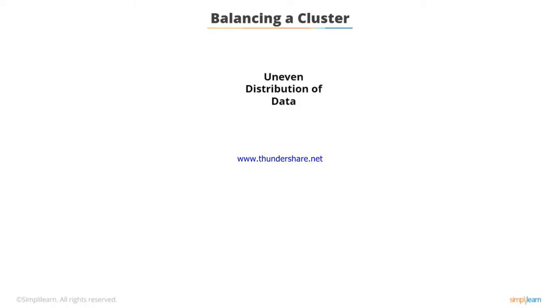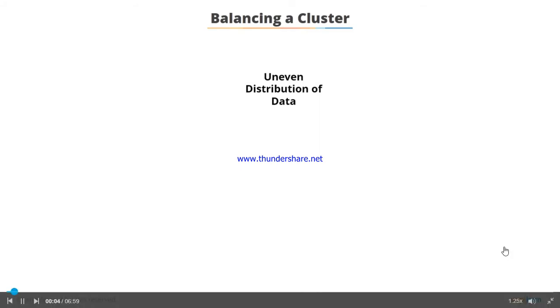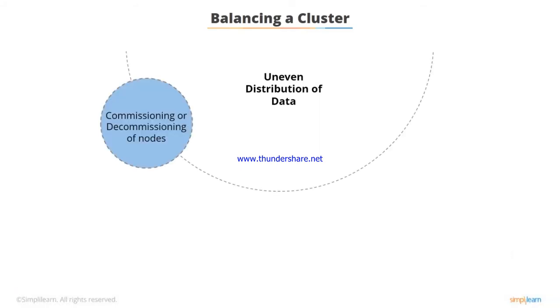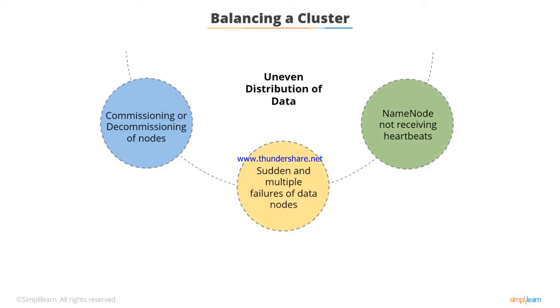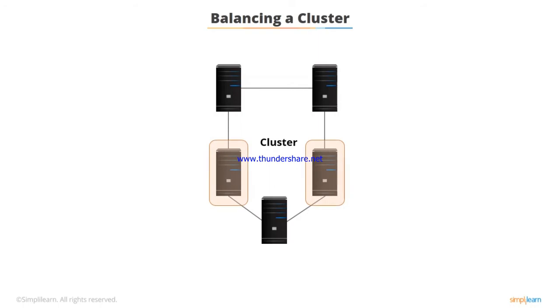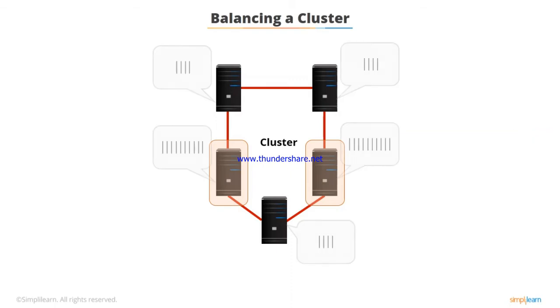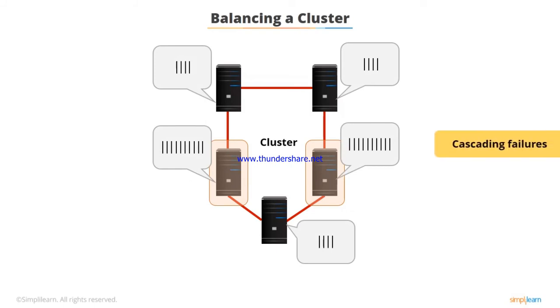An uneven distribution of data across data nodes could be the result of any of the following: commissioning or decommissioning of nodes, sudden and multiple failures of data nodes, or name node not receiving heartbeats from the data nodes due to unknown issues. Sudden failure of multiple data nodes and missing or delayed heartbeats from data nodes both force the name node to start replicating data on existing nodes. This results in a huge increase in network traffic and leads to a phenomenon called replication storm. Moreover, if the failing data nodes have more data than the other nodes, it may result in cascading failures, as more data needs to be replicated, causing overload on existing machines and resulting in their failure.